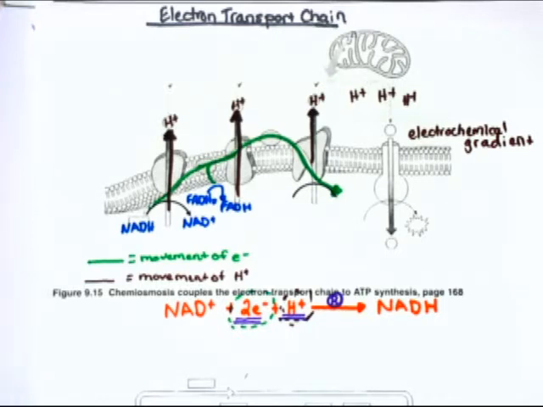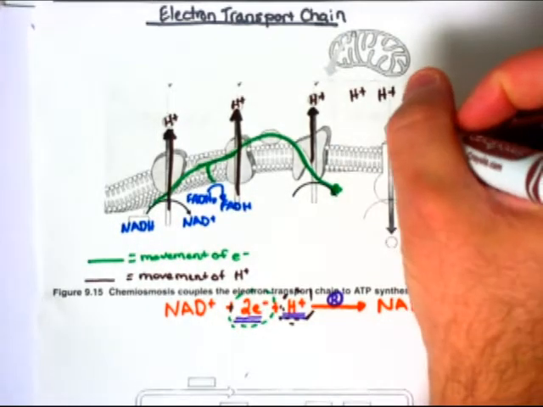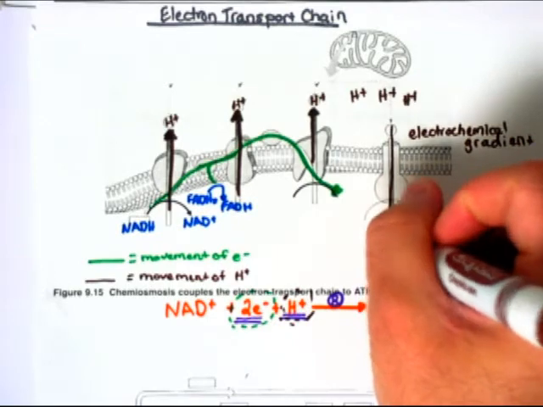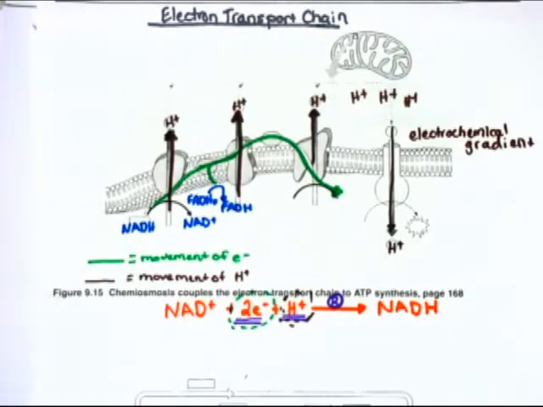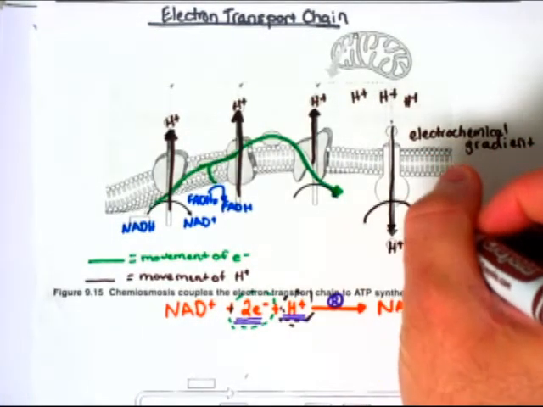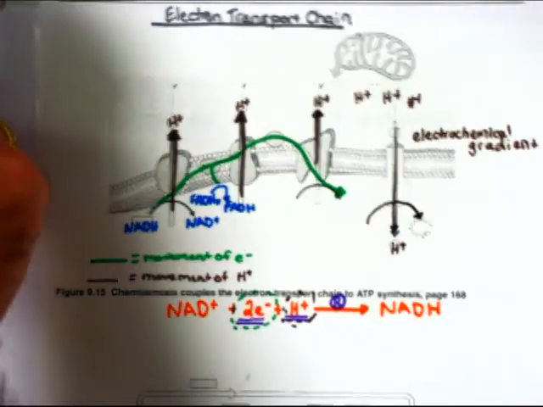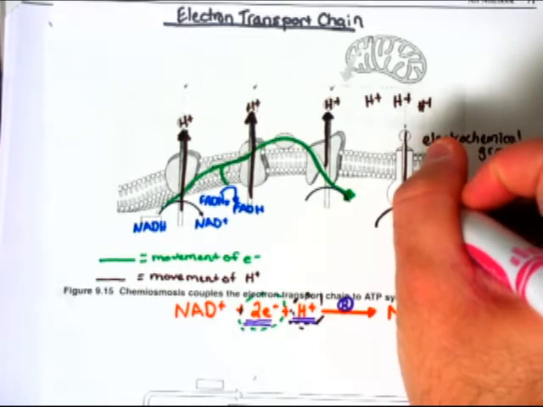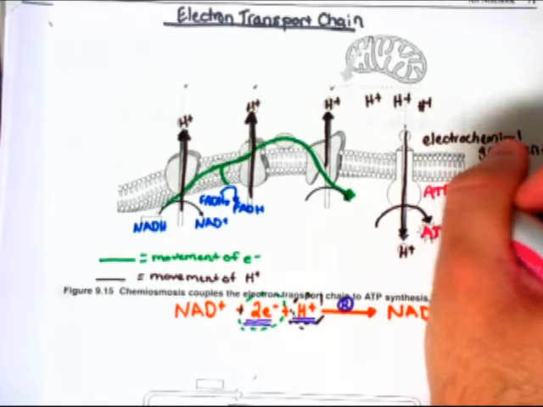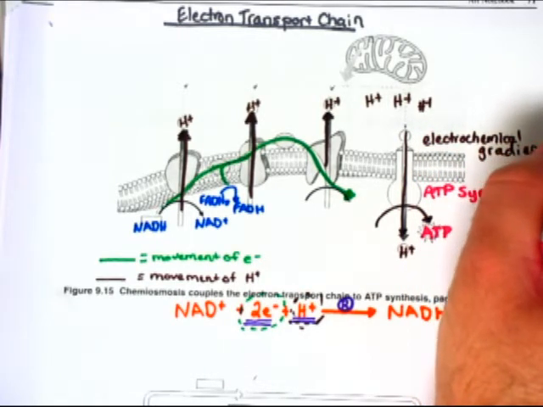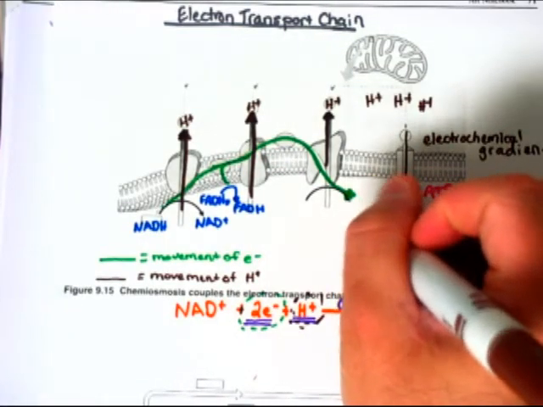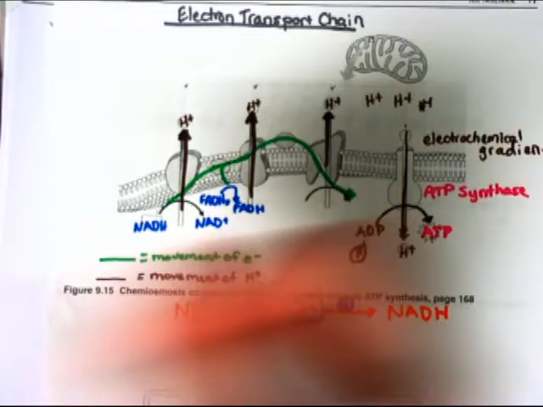Okay. Now, of course, we know the rest of this story. Your H pluses are going to come inside, right? Down their electrochemical gradient. What are you going to make from that? ATP. That means this is the enzyme you're seeing right here: ATP synthase. Is this oxidative or substrate level phosphorylation? Oxidative, very good.